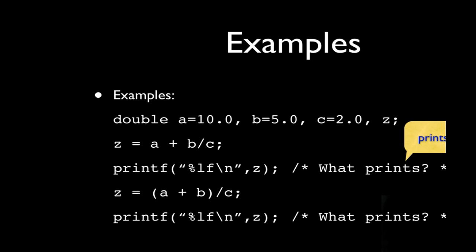12.5. In the next example, we have z equals (a plus b) divided by c, but notice we've put parentheses around the a plus b here. What this does is it instructs the compiler that we want a added to b before doing the division by c. So in this case, we have a plus b, which is going to give us 15.0, divided by c, which should give us 7.5. So in the printf statement that follows the expression, we should see it outputting the value 7.5.